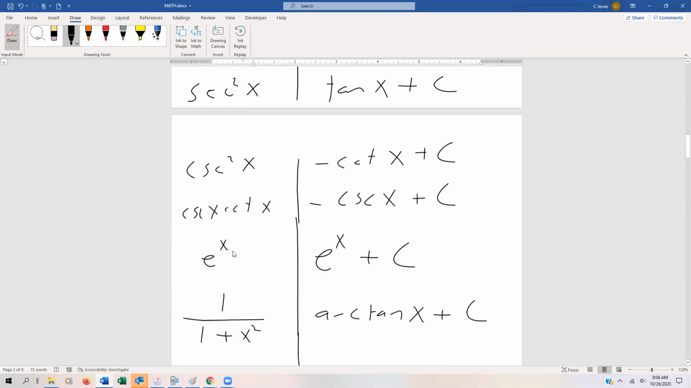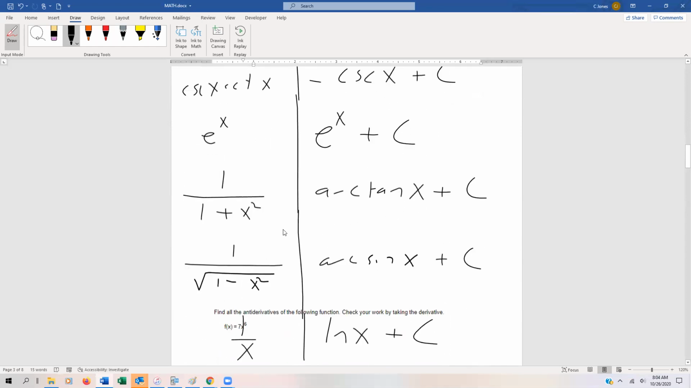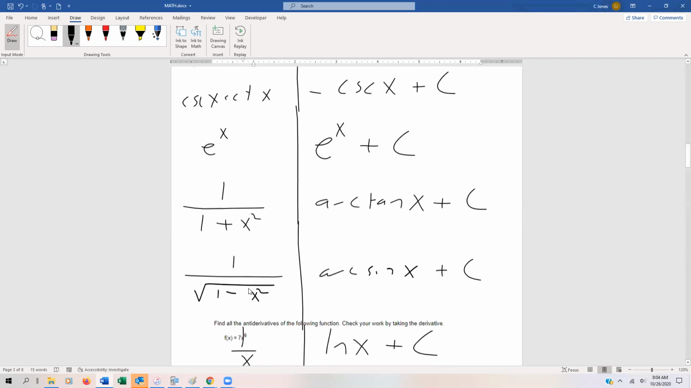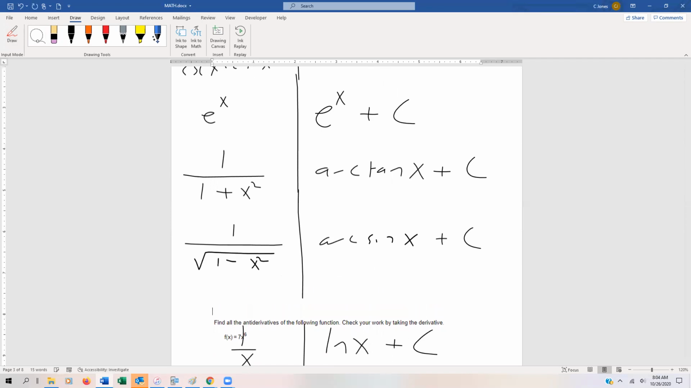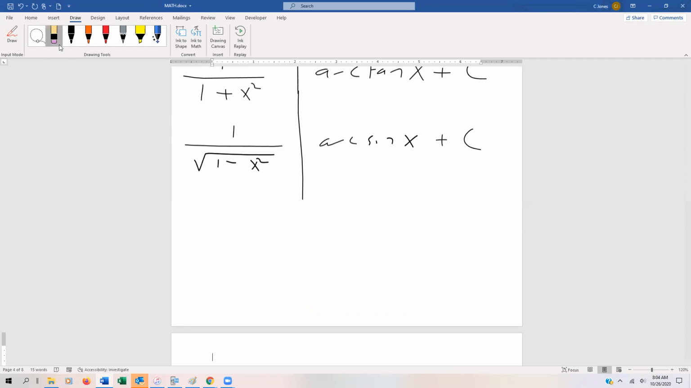E to the x is easy. The antiderivative of e to the x is e to the x plus c. You might remember some of these sorts of problems. The 1 over 1 plus x squared, that was the arctangent of x when we took the derivative. So now we take the antiderivative of 1 over 1 plus x squared, and that'll be arctan x plus c. And similarly, 1 over the square root of 1 minus x squared is going to be the arcsine of x. And it looks like for some reason this got mixed up in here, so I'll just get rid of it.